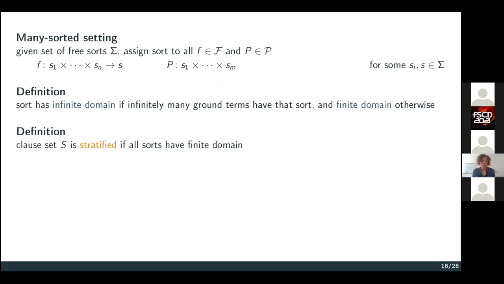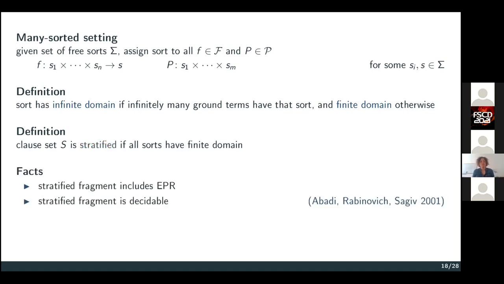This allows us then to define a stratified clause set. So we say a clause set S, or actually the signature, is stratified if all the sorts have finite domain. So we don't have any sorts that allow us to construct infinitely many ground terms of that sort. And in this special case, it's known that the stratified fragment includes, first of all, the EPR fragment, so effectively propositional logic, or the Bernays-Schönfinkel fragment. And it was also already proven 20 years back that the stratified fragment is decidable, basically because there are only finitely many possibilities for a Herbrand interpretation.